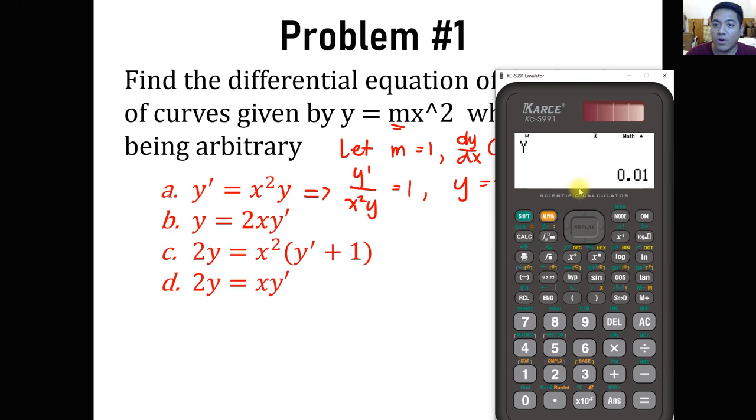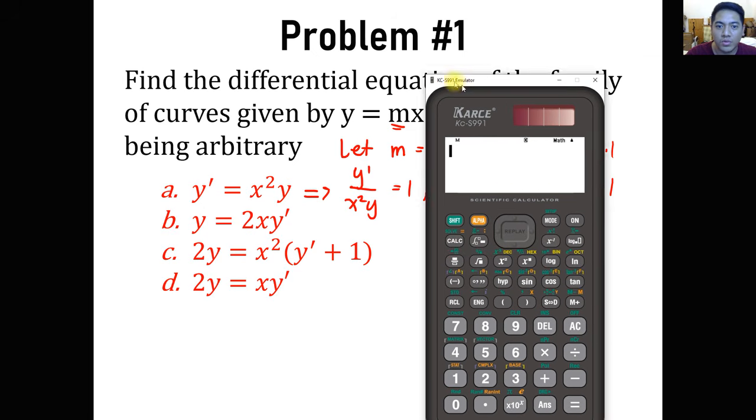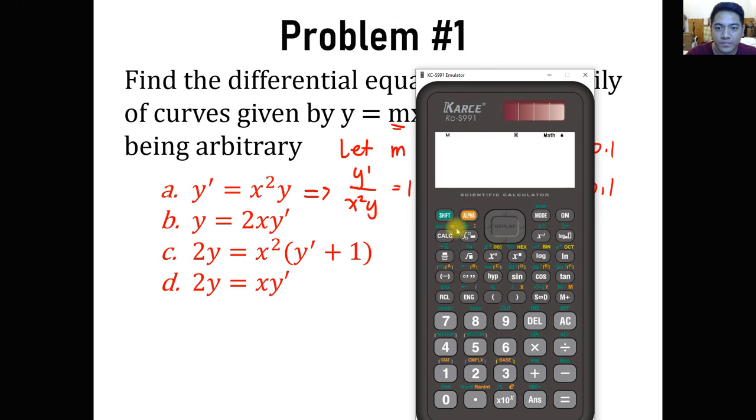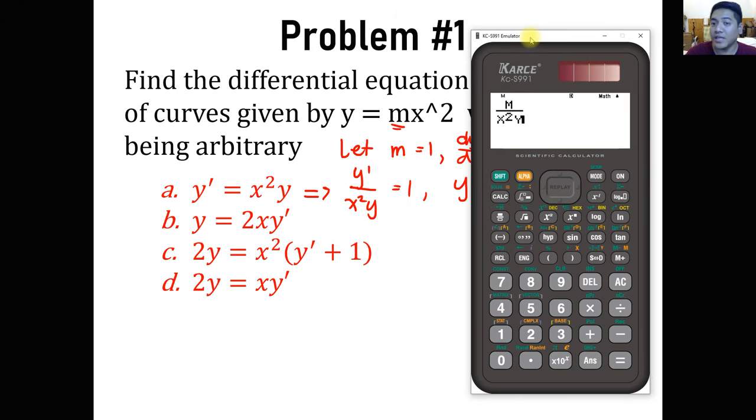So that will be your y. If I'm going to input this in our calculator, you have y prime, that is my derivative at x equals 0.1, m all over x squared, okay? And then I'm going to call y. I'm going to calculate this, and if it is equal to 1, then this is the right answer.